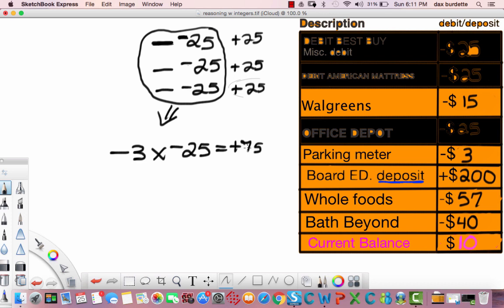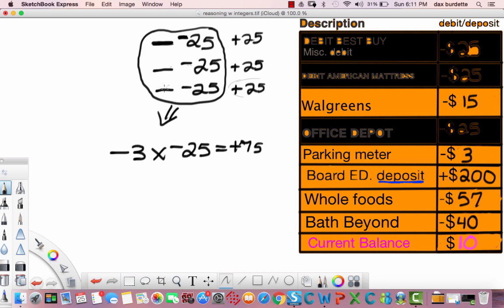Does that make sense? Okay. Yeah, it should make sense. You see how we have a minus times a minus and why that equals a positive? And notice Mr. Burdett is not saying a negative times a negative. I'm saying minus times a minus in this situation. Now, it could be a minus times a negative, but this is the situation here, and this is what I'm trying to model.